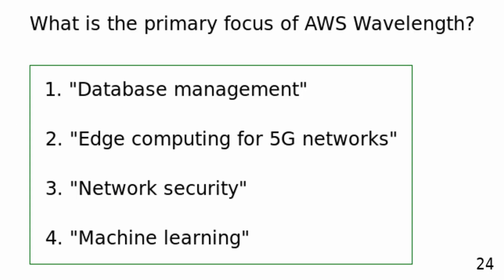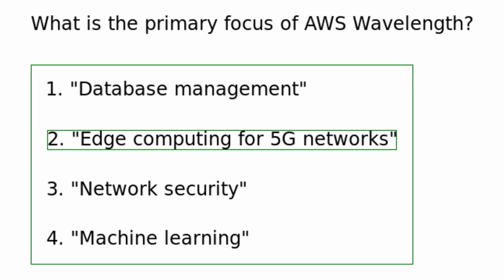What is the primary focus of AWS Wavelength? Database management. Edge computing for 5G networks. Network security. Machine learning. The primary focus of AWS Wavelength is edge computing for 5G networks.